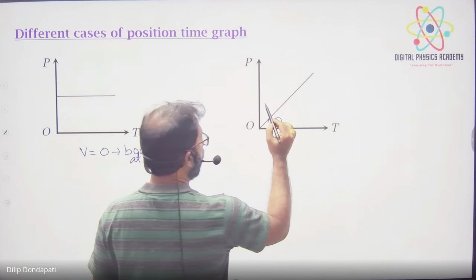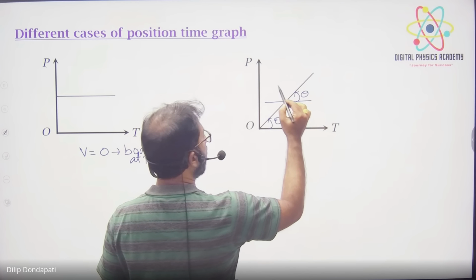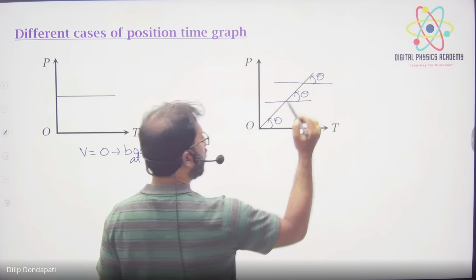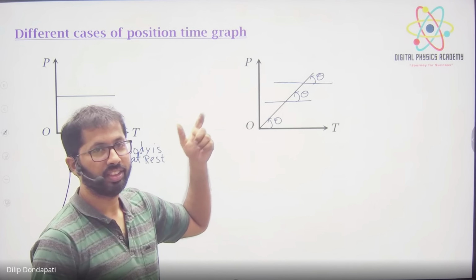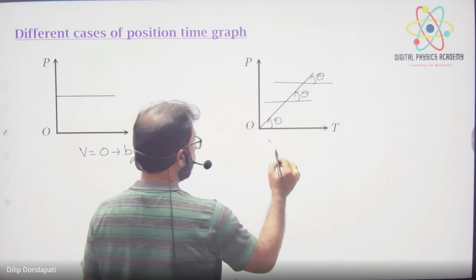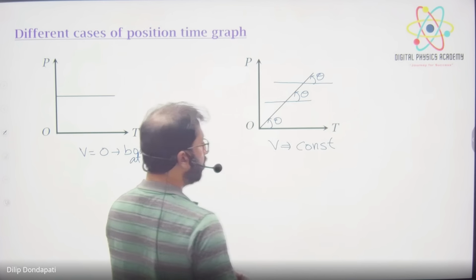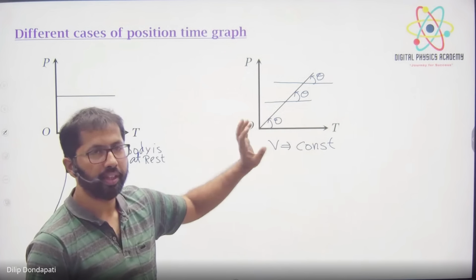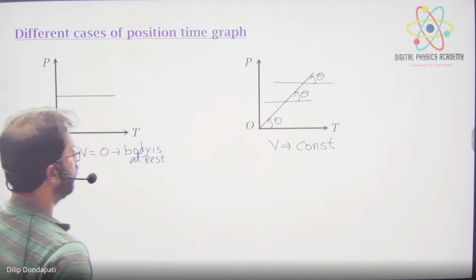Now again I'm drawing the x-axis. Again the theta is here. Again I'm drawing the x-axis, the theta is here. Is theta constant or varying? Constant. Theta is constant, so slope is constant, and constant slope means velocity is constant. So here velocity is constant, which means the body is moving with constant speed. So you must understand slope and theta, how theta is increasing, and you will have to draw it.